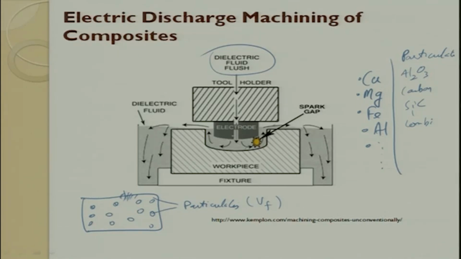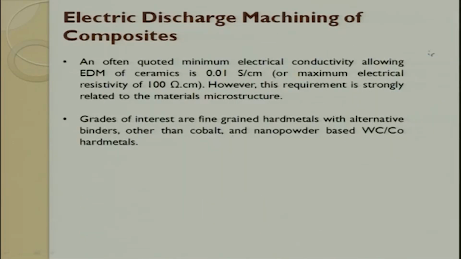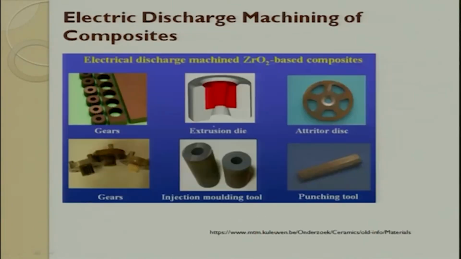So this is predominantly used for metal matrix composite, and of course if you can make a ceramic matrix composite conductive, then that is also used for machining. I have put down the properties which are there. The minimum required electrical conductivity for EDM of a ceramic, if you want, has to be 0.01 Siemens per centimeter. If you have that, then you can start doing the machining. These are some of the electric discharge machined zirconium oxide based composites. These are some of the things which are made out of it, and people are using it.